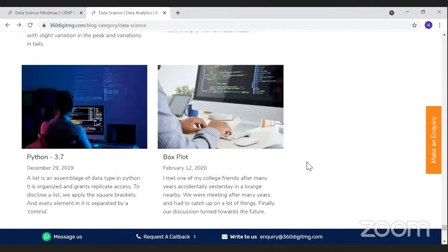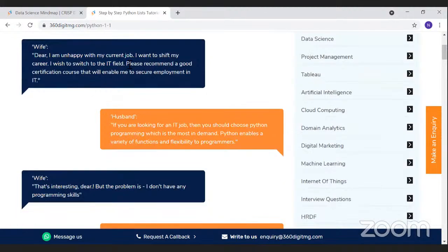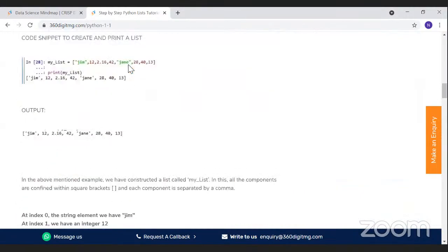Python 3.7, list of assemblage data types in Python. Wow, this is again another conversation.